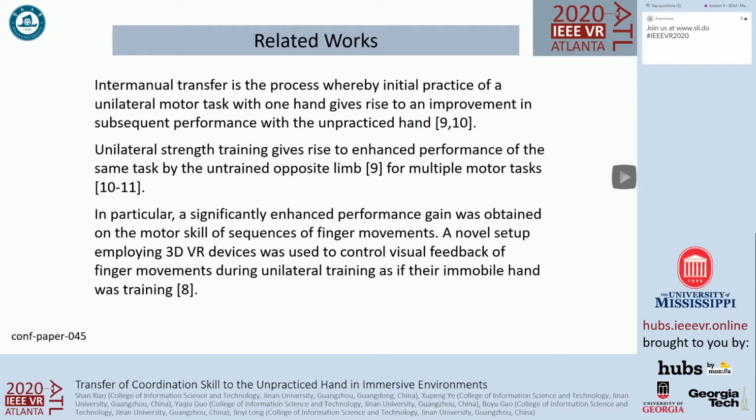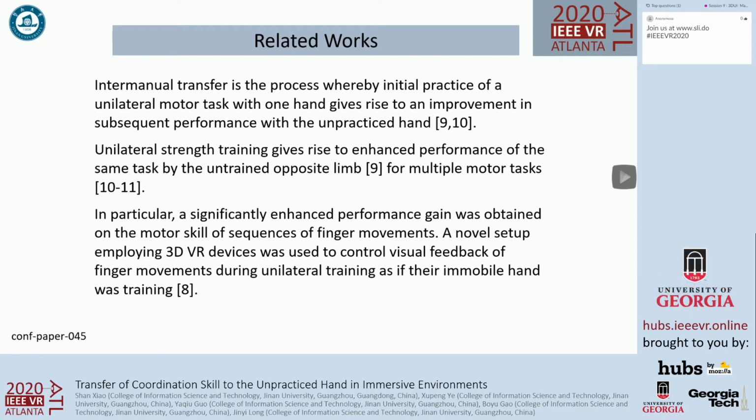Here are the related works. We will first introduce the intermanual transfer. Intermanual transfer is the process whereby initial practice of a unilateral motor task with one hand gives rise to an improvement in subsequent performance with the unpracticed hand.